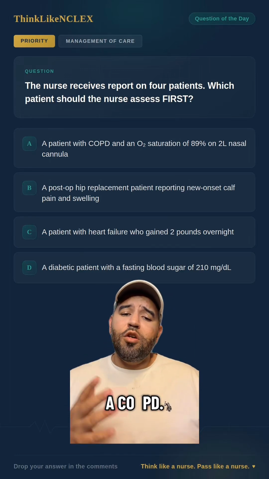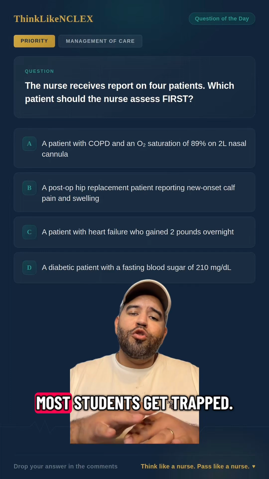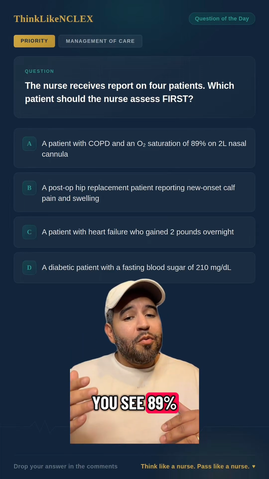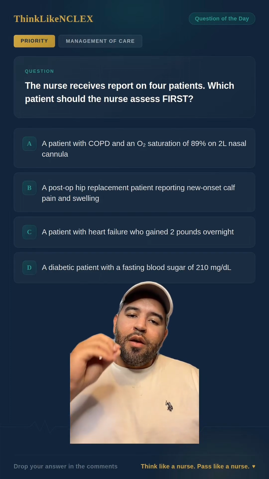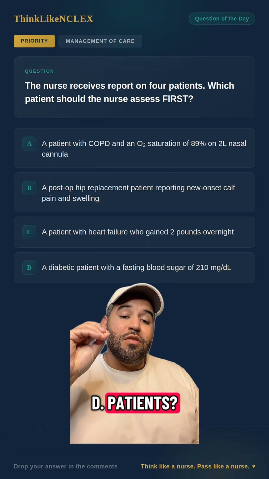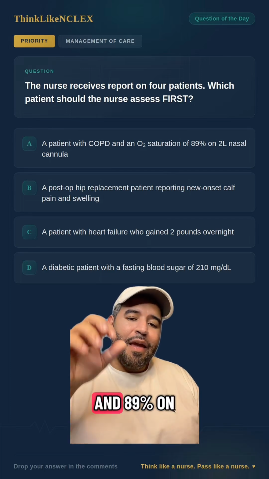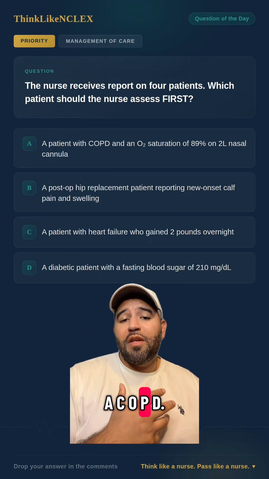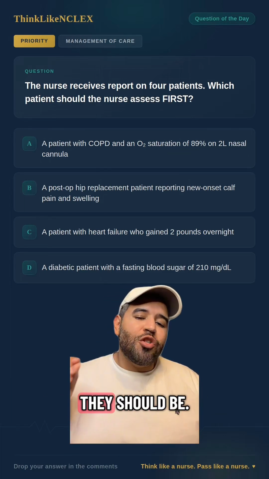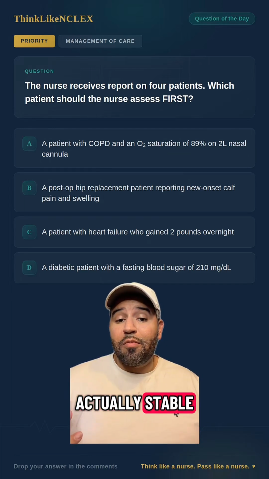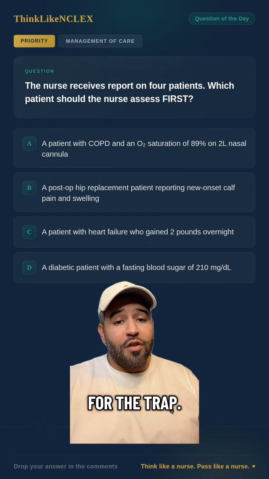Now let's look at A, the COPD patient with an O2 sat of 89% on 2 liters. This is where more students get trapped. You see 89% and think, that's too low, they need more oxygen. But what did we learn about COPD patients? Their target O2 is 88 to 92%. And 89% on 2 liters for a COPD patient is within their therapeutic range. They're right where they should be. This patient is actually stable, so you would eliminate A. Now, if you picked A, you fell for the trap.